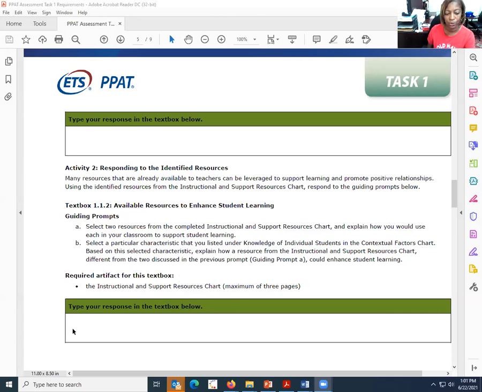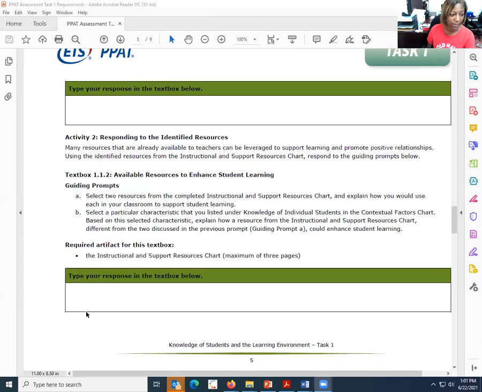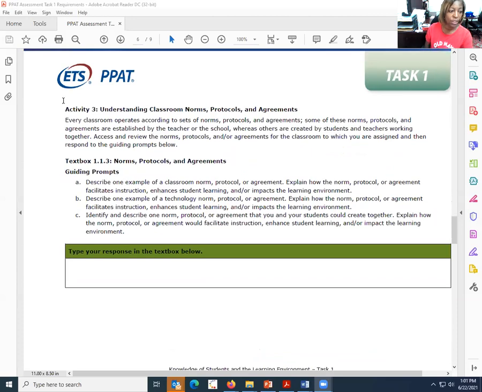Okay, and this, of course, once you start the PPAT in real life, is where you would type your response. So we looked at activity 2 in text box 112. So let's look at activity 3, understanding classroom norms, protocols, and agreements. Every classroom operates according to sets of norms, protocols, and agreements. Some of these norms, protocols, and agreements, and if you don't know or understand what norms or protocols are, you might want to look those up. The norms are the things that happen in the class on a regular basis, the things that we know should happen. And the protocols are the systems that have been put in place in order to make sure the class runs extremely well. Okay.